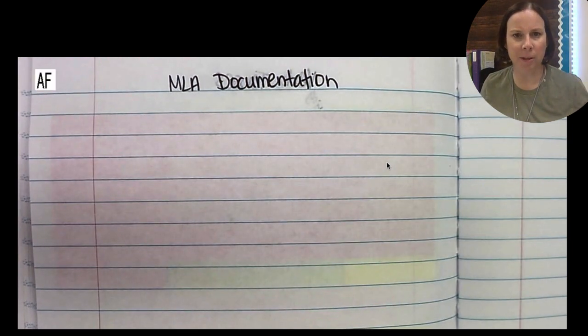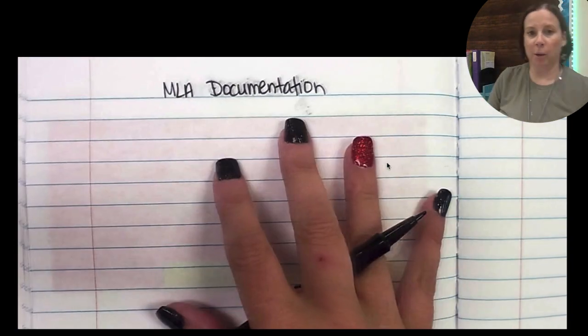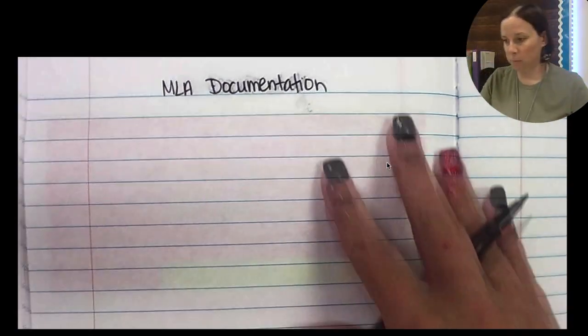I don't know if it's auto-focusing or not. Okay, so today you don't need any foldables, but we are going to be using both pages, okay? So just be ready for that.